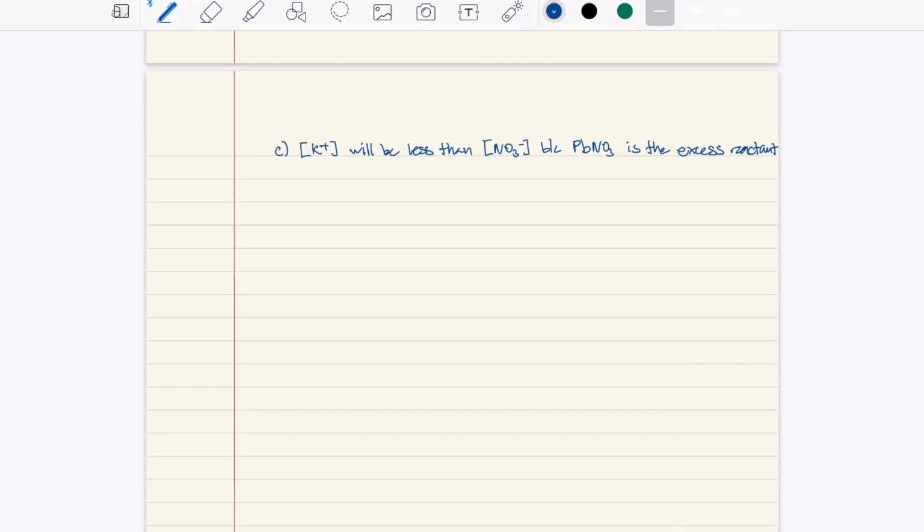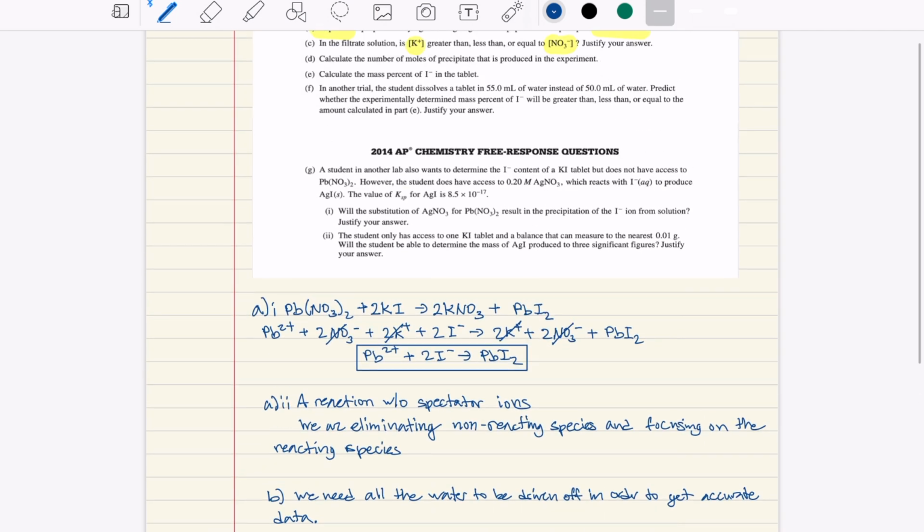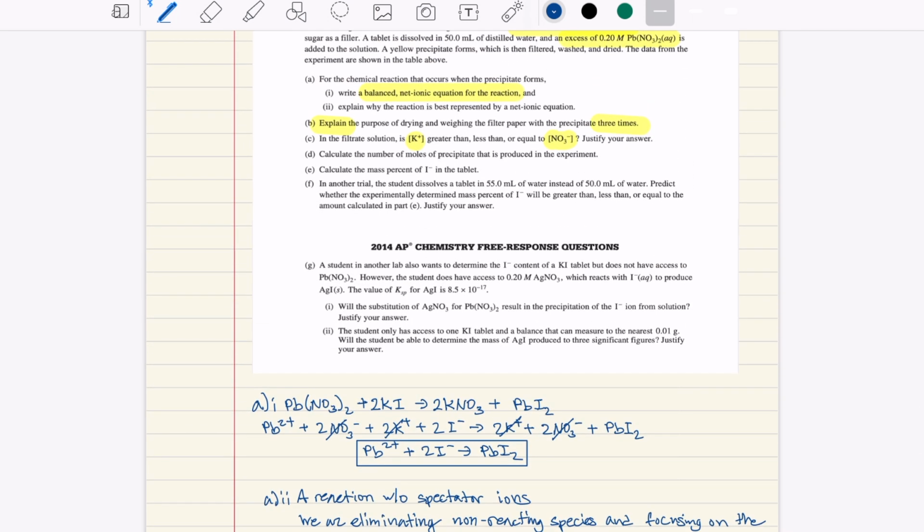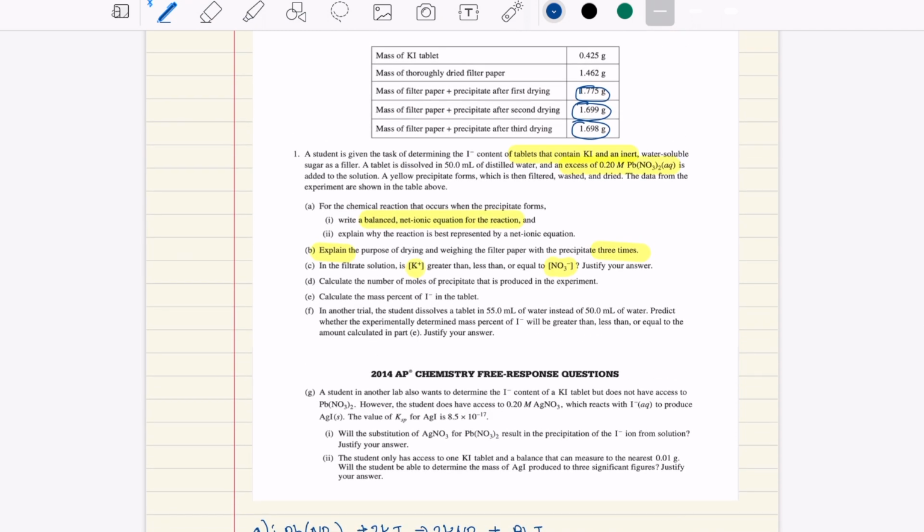So if it's in excess, then K plus will obviously be less than. Now going to part B, the question asks, calculate the number of moles of precipitate that is produced in the experiment. So now we need actual numbers from the data in the table, right? So let me erase all the pencil markings here.